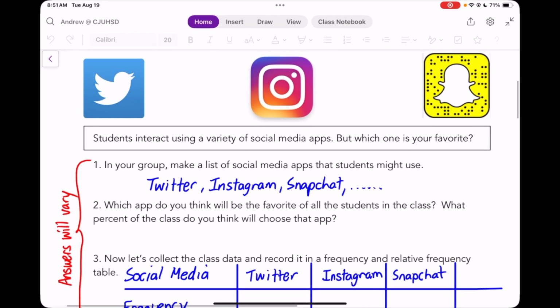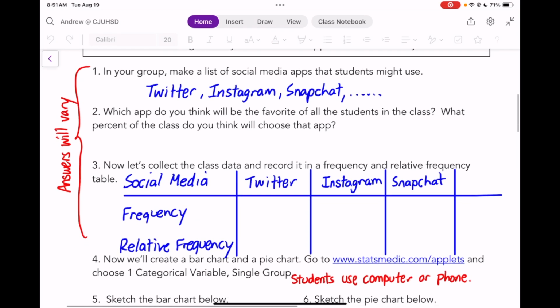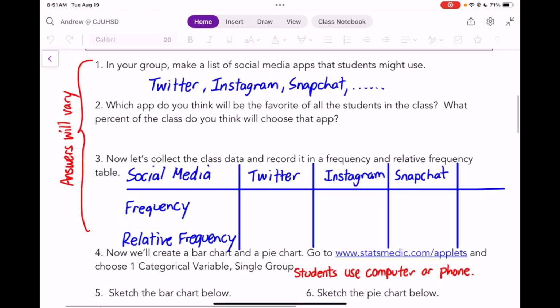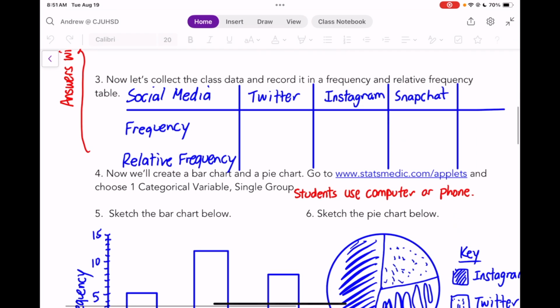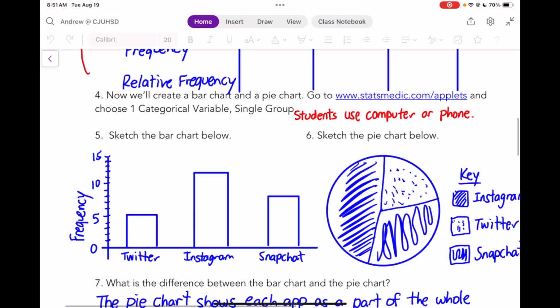We looked at our social media choices, and of course, this video doesn't include the data that we got in class. Instagram has always been popular. Twitter is, of course, called X. Snapchat has kind of lost some of its popularity. But the point is, we put that data into STApplet. We created a bar chart and a pie chart.